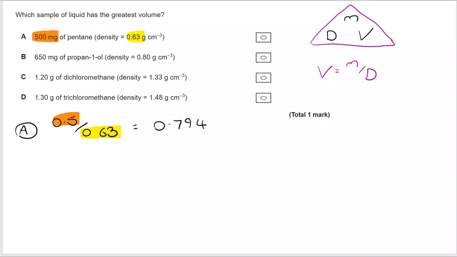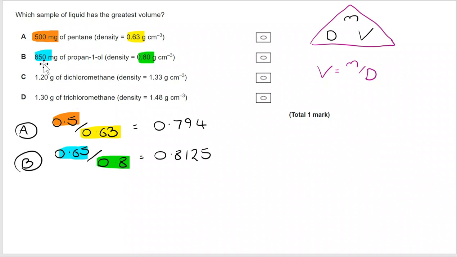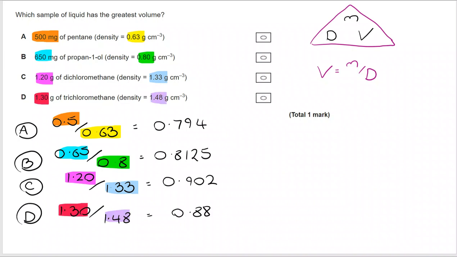as the volume. On to the next one for part B. I'm converting my mass again. 650 milligrams is 0.65 grams. Divide by 0.8. On this one, my volume is 0.8125. On to my third, I don't have to do conversion of masses now. So it's 1.2 grams. I do 1.2 divided by 1.33, giving me a volume of 0.902. And my final one, when I do exactly the same, 1.3 over 1.48, I get 0.88.